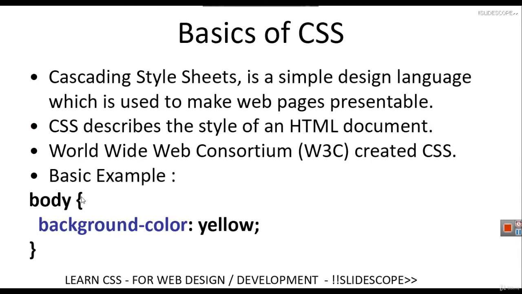Then we have written curly brackets here, and inside those curly brackets there is this property. So this is a property of CSS, and on every tag of HTML we can apply these properties. So in a way we are saying select the body tag of the HTML document and make the background color yellow. So let's try this example here.